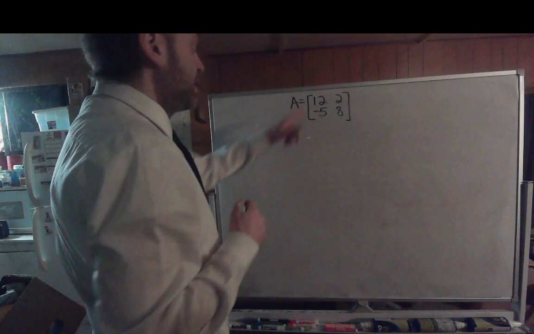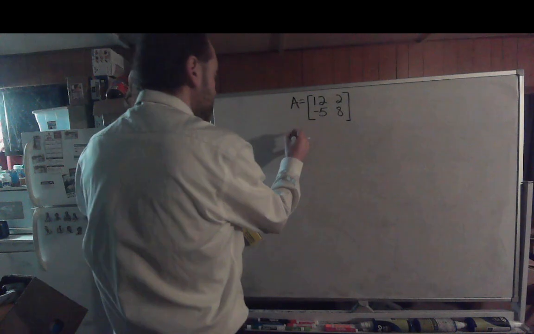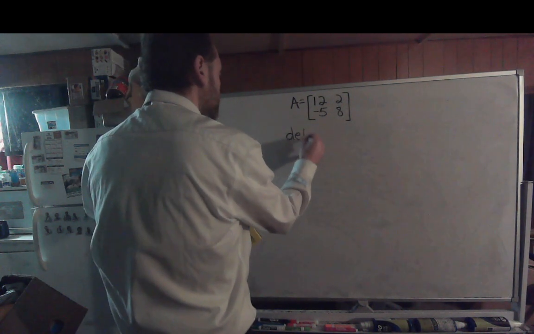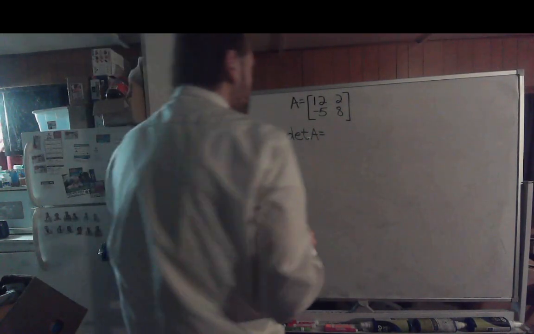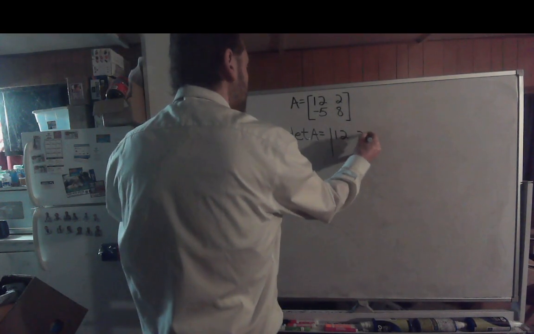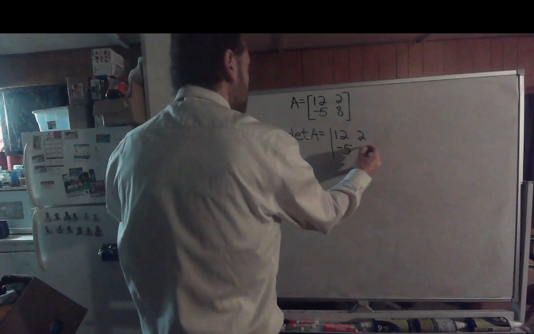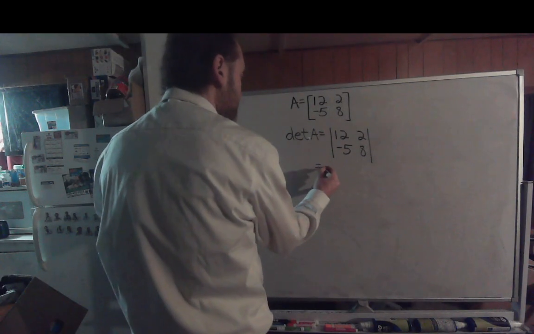So let's see, we got 12, 2, negative 5, and 8. So we have matrix A with values 12, 2, negative 5, and 8. So let's go ahead and evaluate the determinant. Alright, so let's see, take everything, place it inside of a large absolute value sign. A looking sign, I should say. I don't want to say it is the absolute value because it's not.